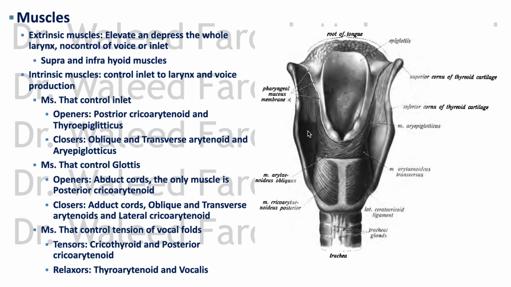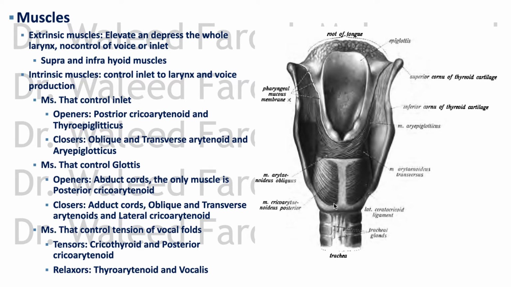The openers are posterior cricoarytenoid and thyroepiglotticus. The posterior cricoarytenoid, see? It originates on the back surface of the cricoid and goes to the muscular process of the arytenoid. Imagine you pull on that muscle, it abducts the vocal cord.